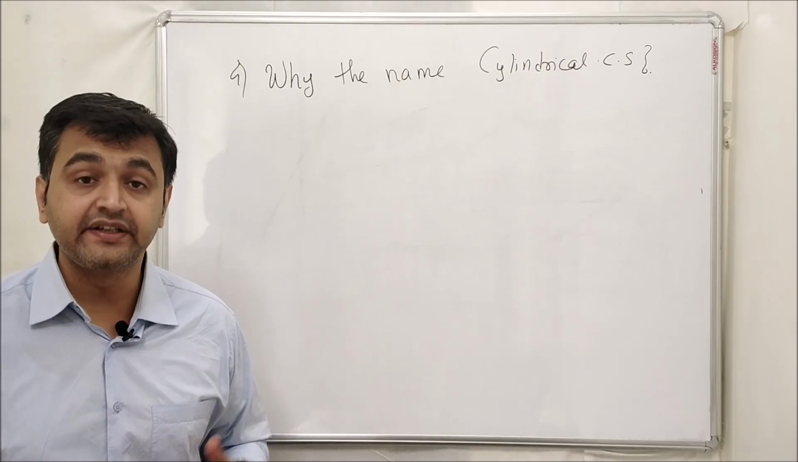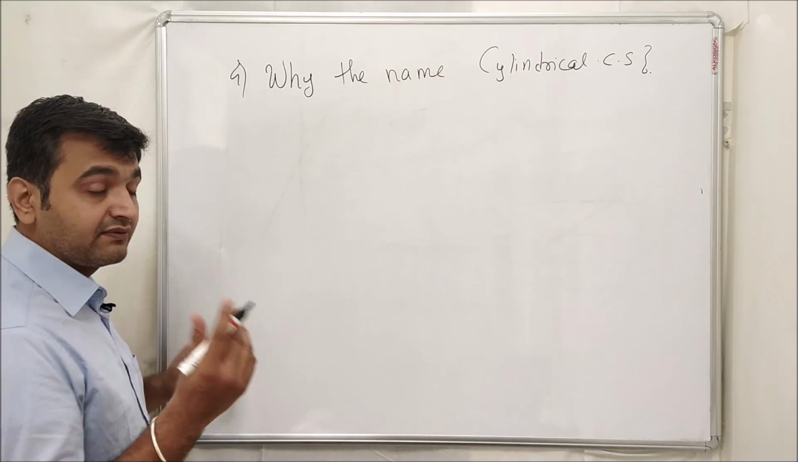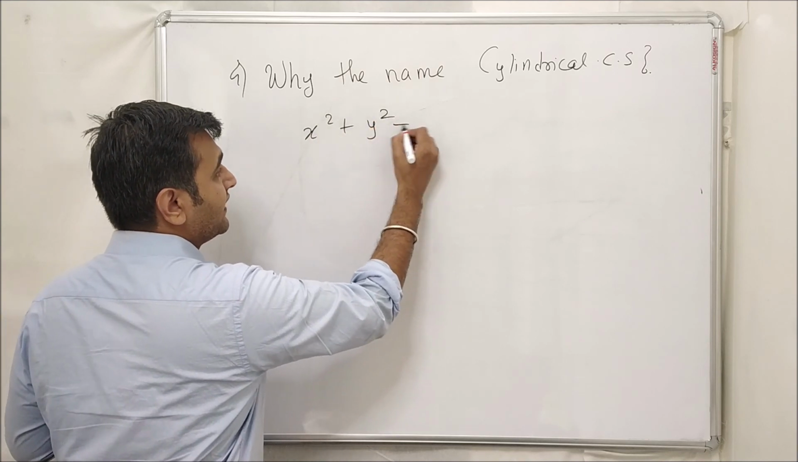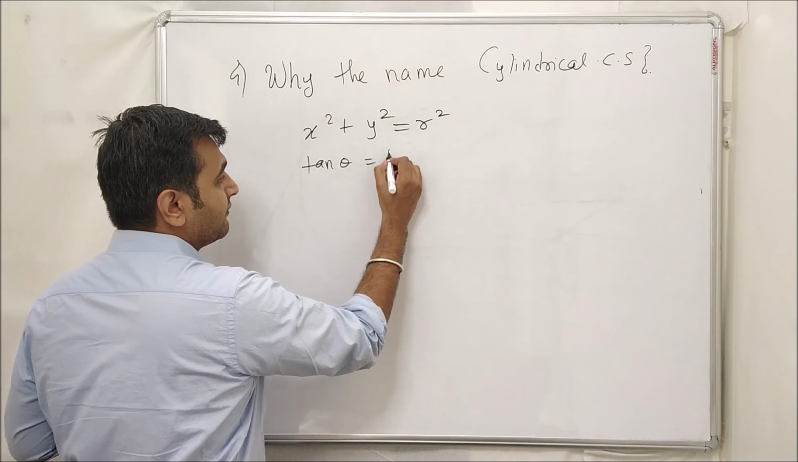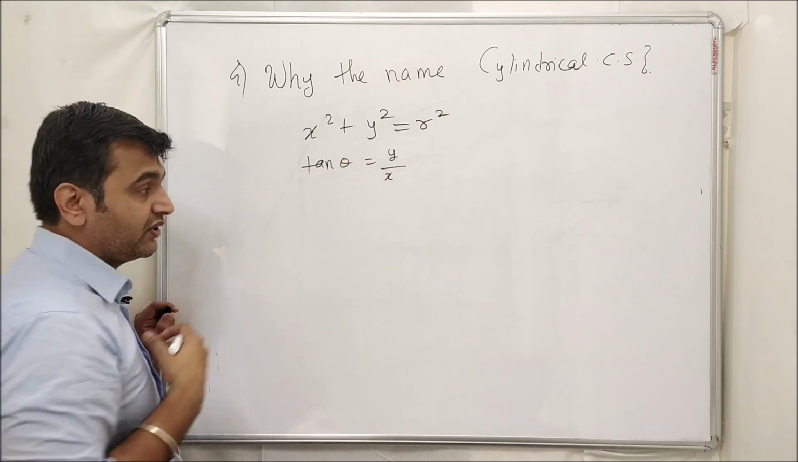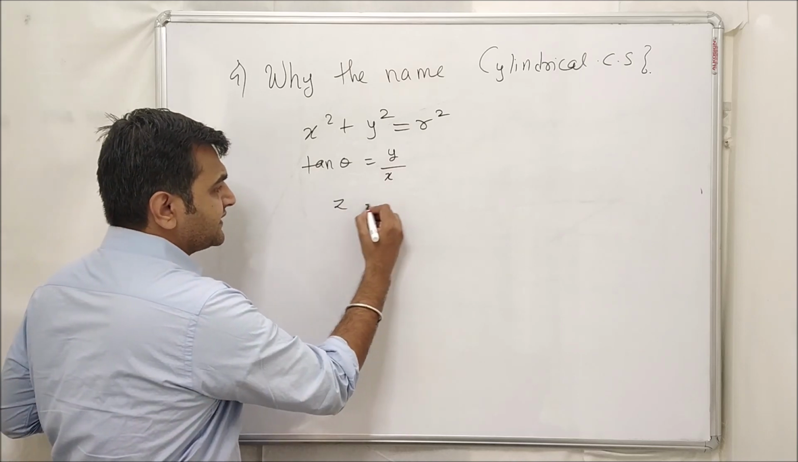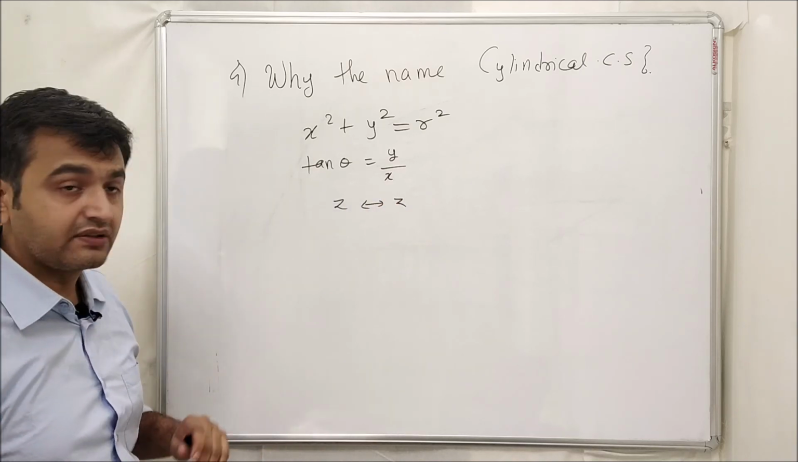Why the name cylindrical? We know the relation between x, y and r, theta. If I square and add x and y, I get r squared. And what is tan theta? It is nothing but y by x. When I divide y by x, r gets cancelled, and I have tan theta. And z is as it is, z. There is no relation of z with r and theta. So this is the relation we have.